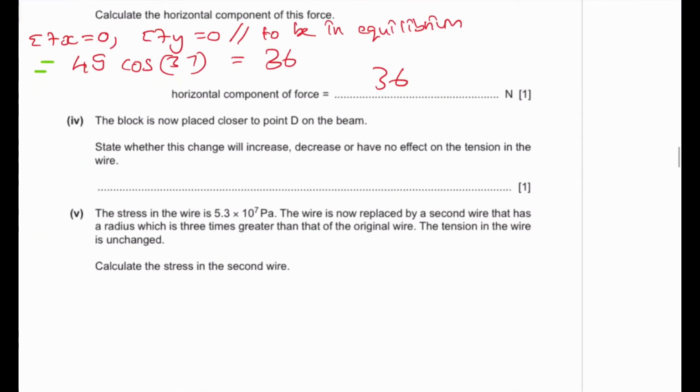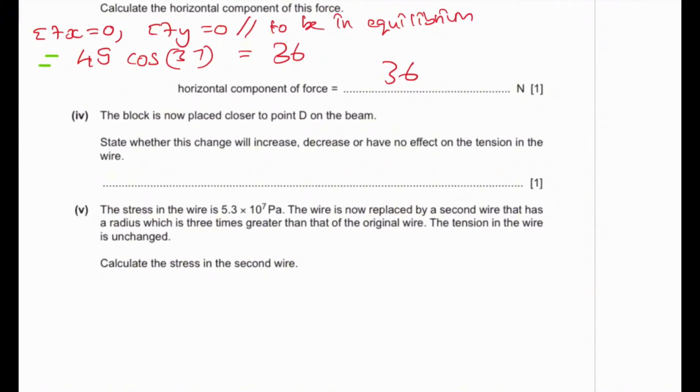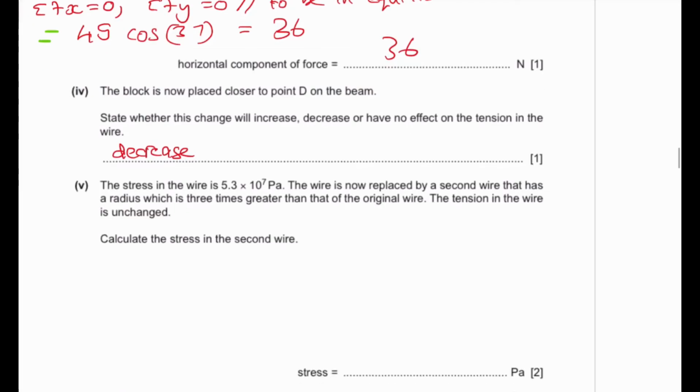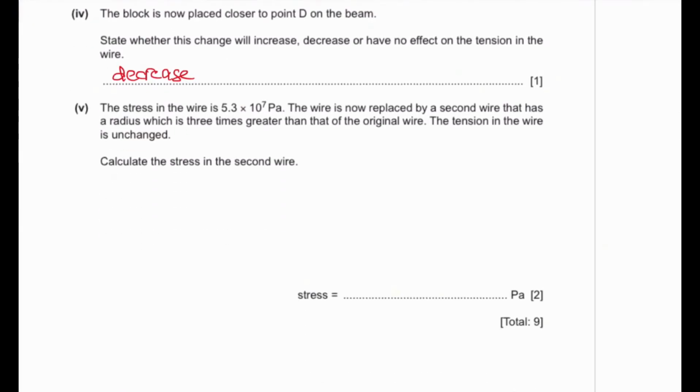So as I move the block closer to the pivot, this will cause a decrease in the tension, right? As I move the block away from the pivot, that will increase the tension, because the anti-clockwise moment has to increase since the clockwise moment has increased. So it is very important for you to be able to think of that. Move on to the next question.